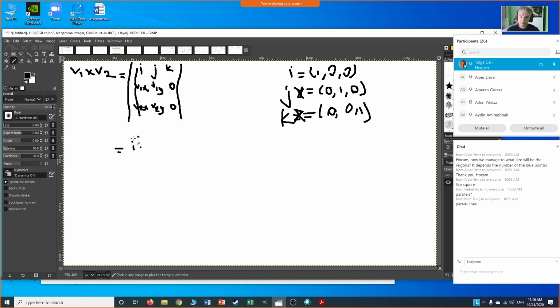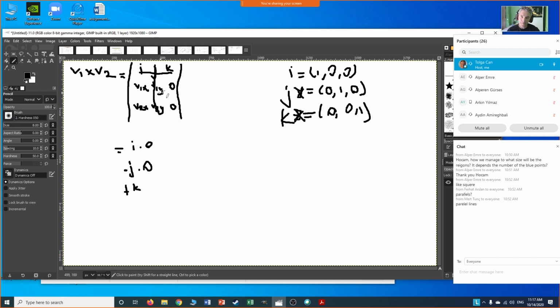Okay, so then we come to j. We cross out these rows and columns. I have v1x 0, v2x 0. So this is 0 and minus j times 0. And then finally we are going to have plus k. The only thing that you need to remember in this determinant is you need to go plus, minus, plus. So the i component is added, the j component is subtracted, the k component is added.